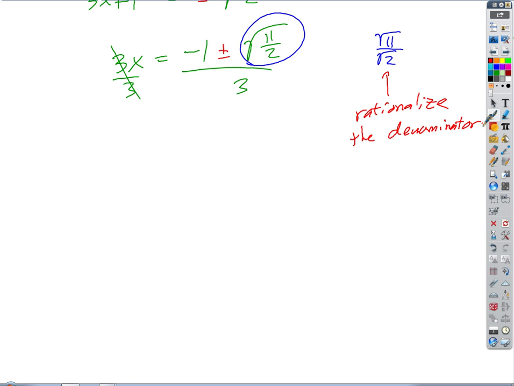Right? We don't want that square root in the bottom. So we're just going to multiply top and bottom through by the square root of 2. How come? It'll get you a perfect root on the top. Yeah, good. And there's a couple ways to think about that.